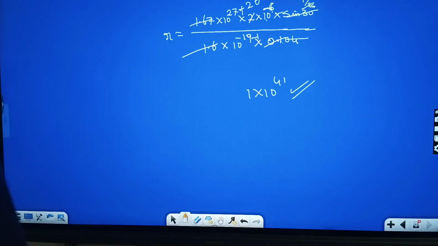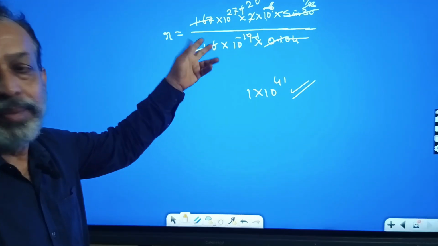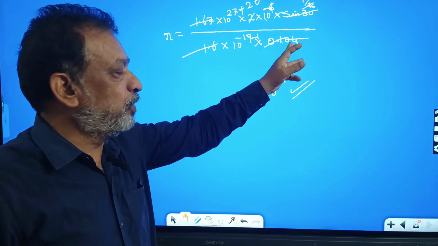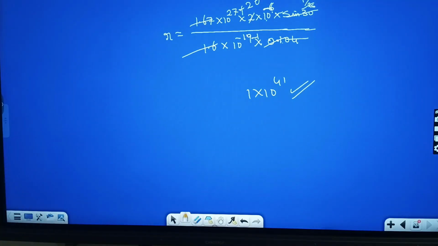Right. So understood? Power. You may have doubts about 1.67. You should make it to 1 decimal point only. See, 1.10104 is, make it 0.1, no problem. That's it. Understanding of calculations, please.